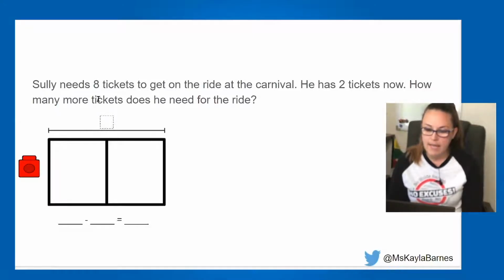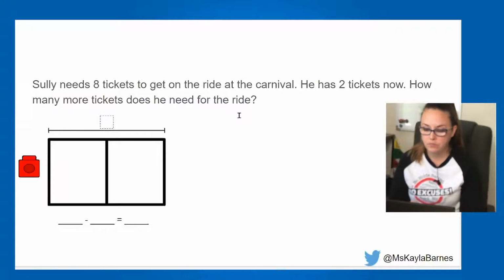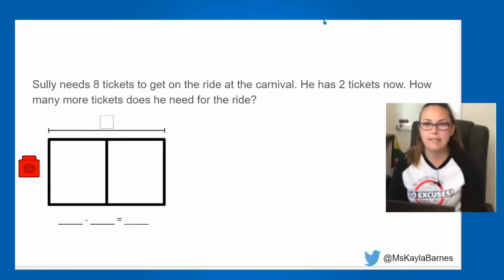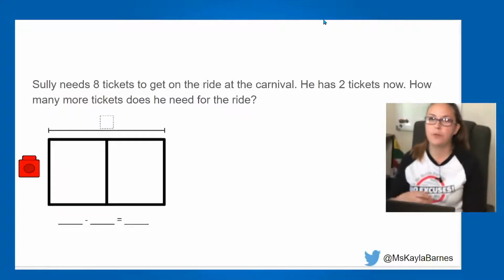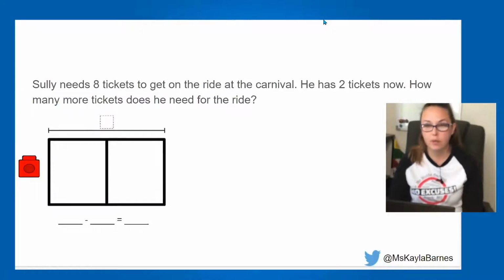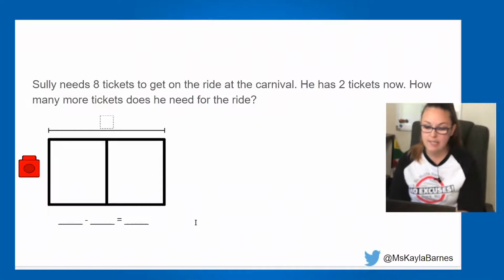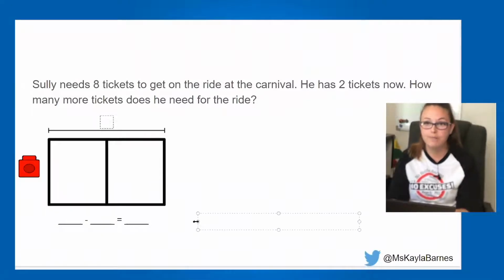Sully needs 8 tickets to get on the ride at the carnival. He has 2 tickets now. How many more tickets does he need for the ride? Do you remember what the next step is in our process of understanding word problems? The next step is we need to write a sentence that will answer our question.